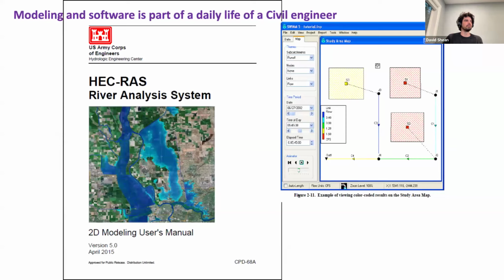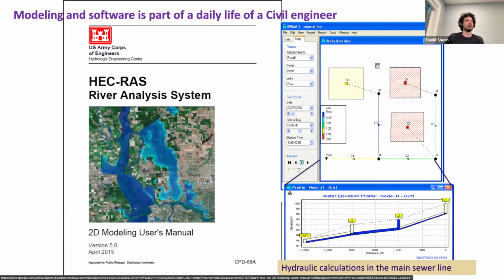Beyond the lab experiments, obviously numerical models are a main part of what we do in civil engineering, and specifically in H&H. So several courses use the HEC-RAS system, which is a production numerical model developed by the Army Corps of Engineers for a lot of hydrology applications.